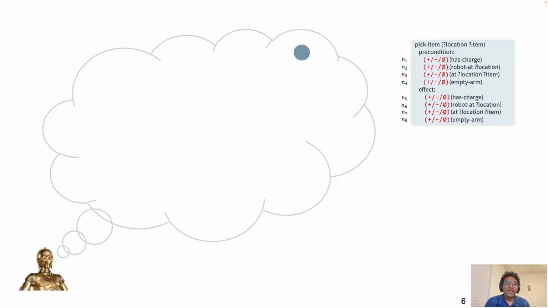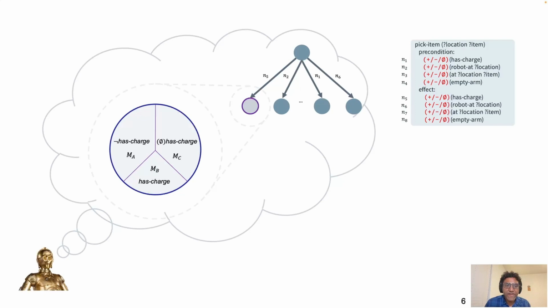So we represent these entities using n1 to n8, and then we can choose to find the correct form of them in any order. So here we'll first choose to go with n5. Now we are trying to figure out what is the correct form of hash charge in the effect of the pick item capability. So we get these three abstract models, MA, MB, and MC.